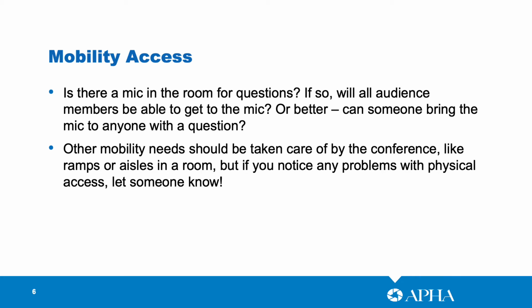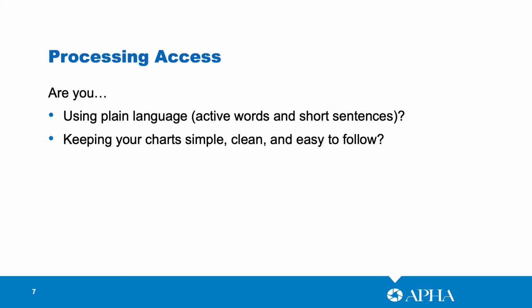These things are most likely not your responsibility, but some key aspects of mobility access at a conference include someone bringing the mic to anyone who cannot reach it if audience questions are being asked, and things like ramps and aisles and the size of a room. These things, again, are not your responsibility, but if you do notice anything wrong, please let someone know. For processing access, make sure that you are using plain language, which includes using active verbs and short sentences, and keeping your chart simple, clean, and easy to follow.